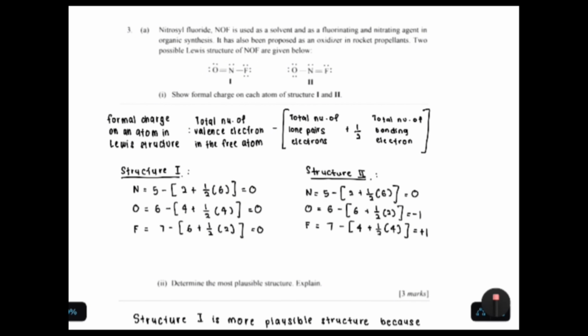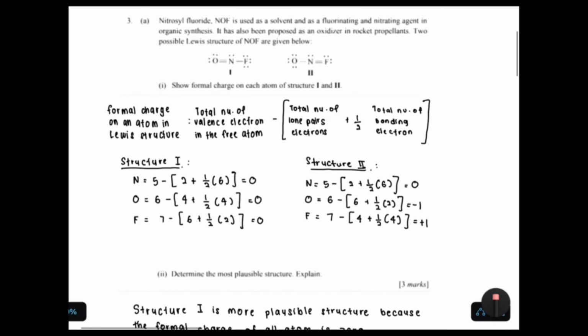On this question, we need to ensure we put the signs, because for the formal charge, the sign is very important. If it is positive, we need to put the positive sign. If it is negative, we need to put the negative sign. This is the most careless mistake made by students.